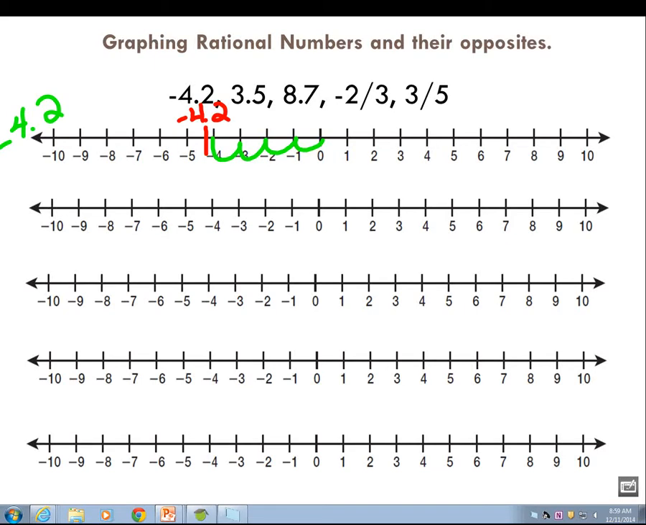Next one, we have 3.5. In the middle of 3 and 4 over here, or on the positive side. So I'm going to go from 0, 1, 2, 3, and then right here. But that's going to be positive 3.5. Now, do I need to do this sign here, positive? No, I do not, because that's what it said in our notes, and we automatically know that when it's not negative, it's positive.